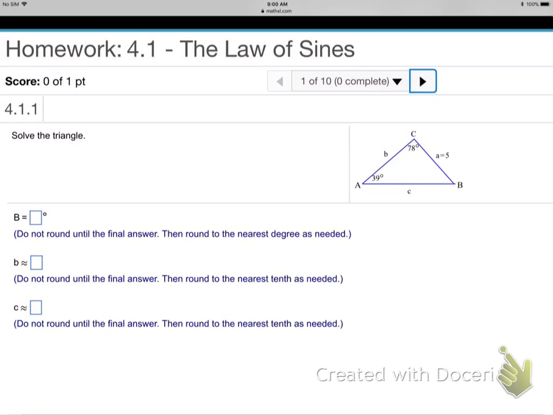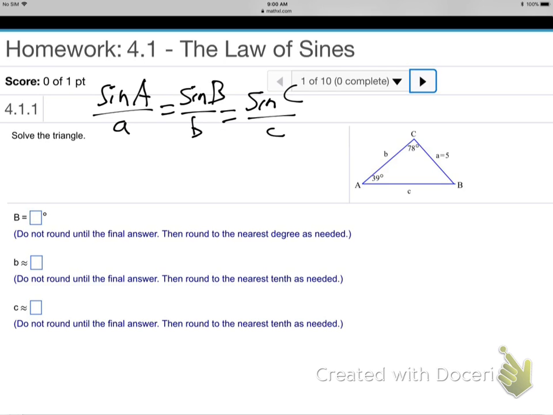The law of sines, chapter 4. So what is the law of sines? Anybody seen this before? It basically says the sine of angle A over side A is the sine of angle B over side B is the sine of angle C over side C. The law of sines: the three ratios are equal, of the sine of an angle over the side across from it.